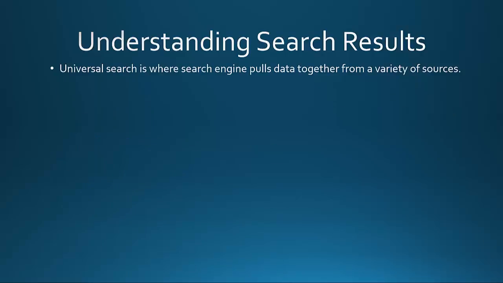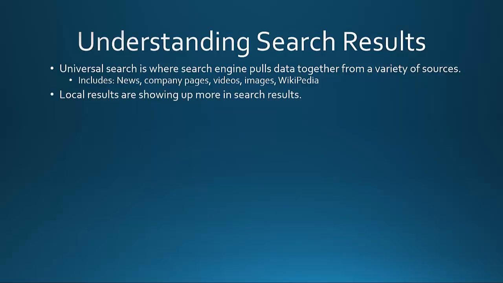Universal search is where search engines pull data together from a variety of sources. So this could include a conglomerate. Sometimes you'll do a search and you'll get news stories show up. You'll get company pages that just pop up, videos, you'll get images, you'll get a Wikipedia article, and they might be the main theme of that website. They might be the main theme of the Google search page. They might actually almost take it over in the top part of it before they actually show results below. So you'll see that sometimes. Local results, again, are showing up more in search results.